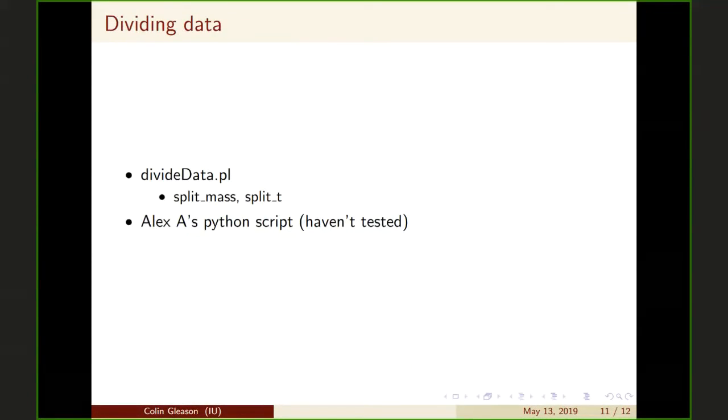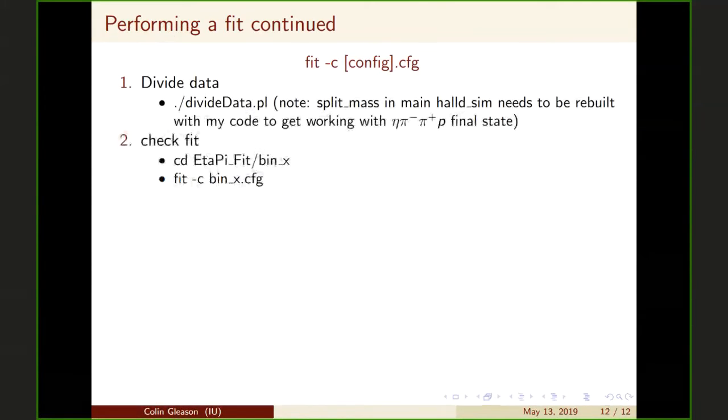Good. So here are some details about how to divide the data up into bins of invariant mass. If I remember this code right, every bin has the relevant data file for that small range of invariant mass, and there's a configuration file for that range. And so you run this fit inside of each directory that's defined for every bin. Then one can go inside of one of these bins of mass and look at the fit results.